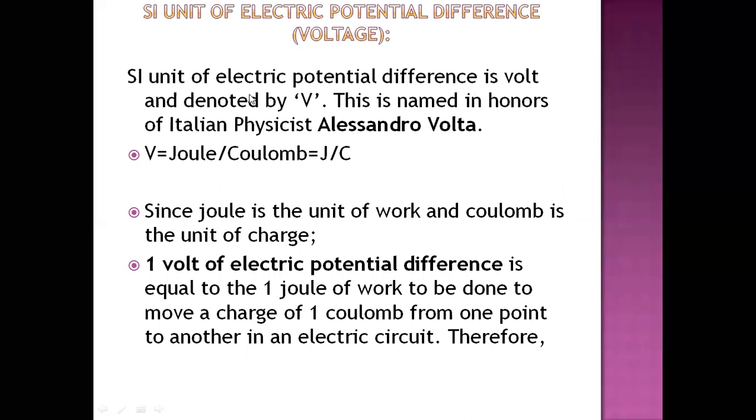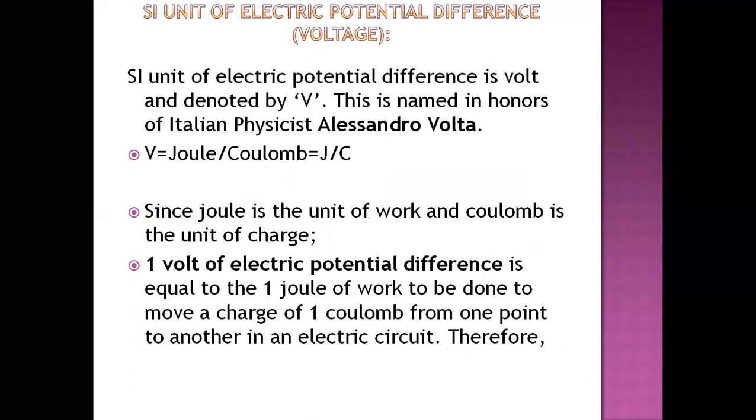So these are some examples of how the SI unit of electric potential is defined. The SI unit, that is the standard international unit of electric potential, is the volt, because V is equal to W upon Q, and it is named in honor of the Italian physicist Alessandro Volta. Voltage is equal to W upon Q, which is equal to joule per coulomb.